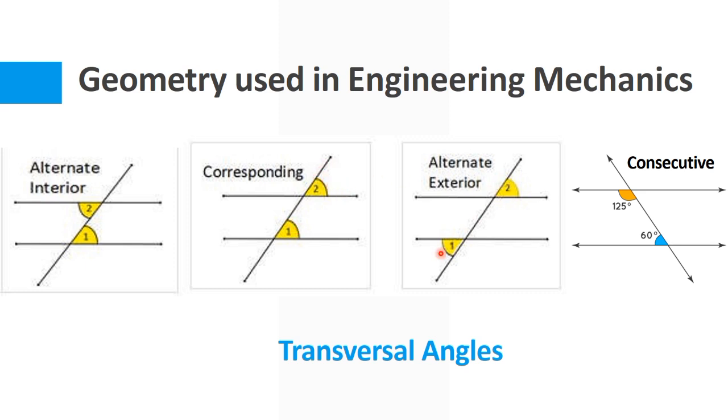In the same way, these are known as alternate exterior angles because they are on the exterior side, and the property of these angles is that these two will also be equal. If this angle is 30 degrees, this angle would also be 30 degrees. In the same way, these are consecutive angles because they are on the same side of the line. This is a transversal line, and these two angles lie on the same side of the line, so they are known as consecutive angles. If these angles lie on that side, then they would also be called consecutive angles.